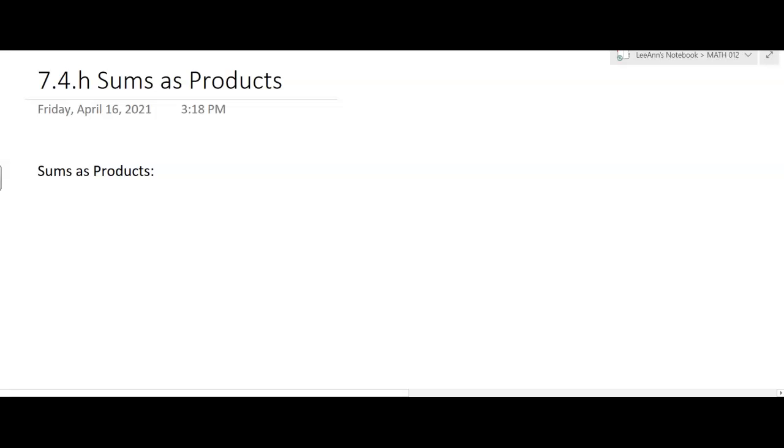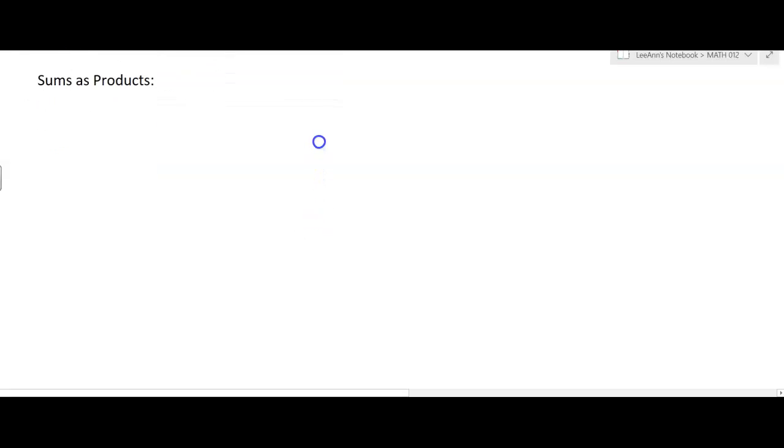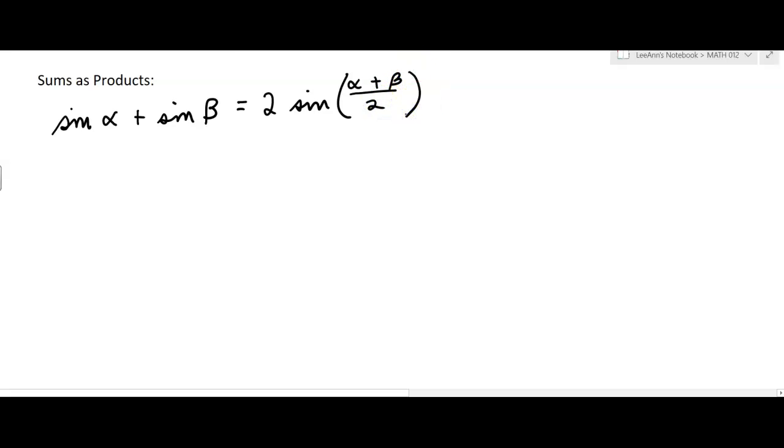Okay, so I'm not going to derive these for you. I'm just going to give you the formulas, and it's a sum as a product. So you have sine alpha plus sine beta equals 2 sine of (alpha plus beta) over 2, cosine of (alpha minus beta) over 2. Okay, so that's the sum of a sine plus a sine.